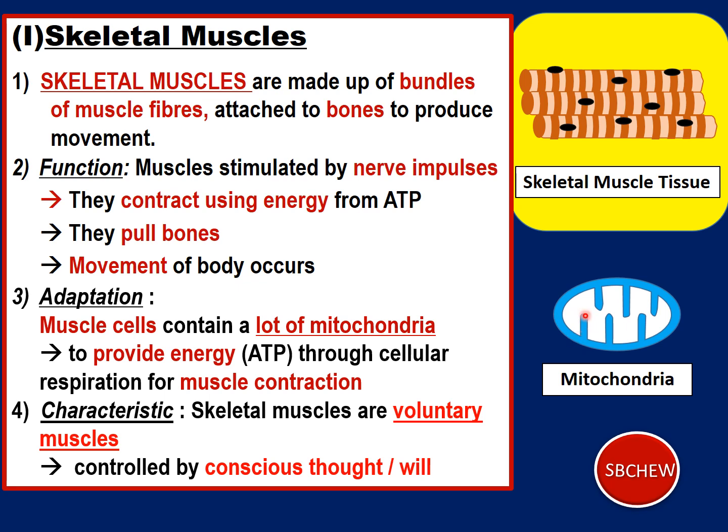So for mitochondria, it has the inner membrane that is folded. Okay? So you must know the structure of the mitochondria and know how to draw it. And remember that the muscle cells have a lot of this mitochondria in them. The characteristic of skeletal muscles is that they are voluntary muscles, meaning that they are controlled by conscious thought or will.